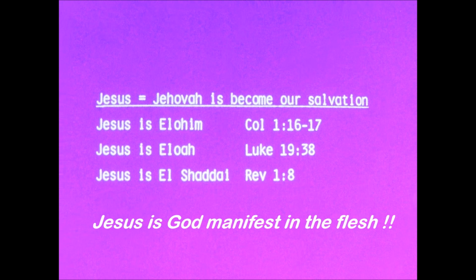As we follow the study of the names of God, it becomes clear that all of these names culminate in the name Jesus, meaning Jehovah is become our salvation. Jesus is Elohim, the Creator, according to Colossians chapter 1, verses 16 and 17. Jesus is Eloah, God to be worshipped, according to Luke chapter 19, verse 38. Jesus is El Shaddai, the Almighty, according to Revelation chapter 1, verse 8. Jesus fulfills all of the compound names of both El and Jehovah that God took upon himself for Israel's sake. Jesus is God manifest in the flesh.